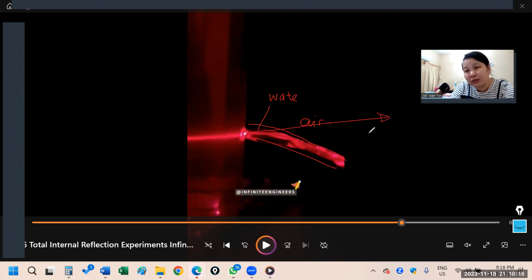Okay, can you see? Thank you, Mimi. Give it a label here. Okay, so you can see the light. This is water. Outside here is air. Supposedly it will go out, but why does it reflect in? You can see the light keeps reflecting and reflecting inside the water.